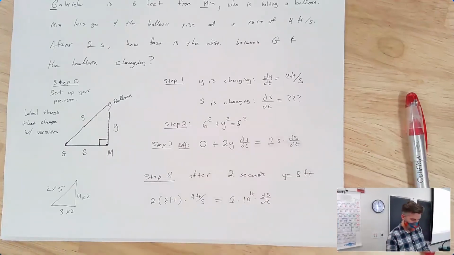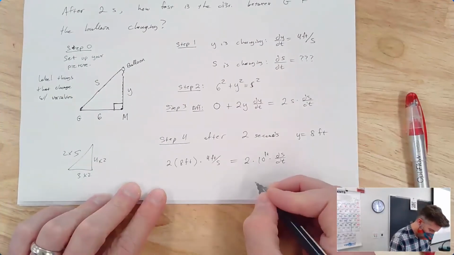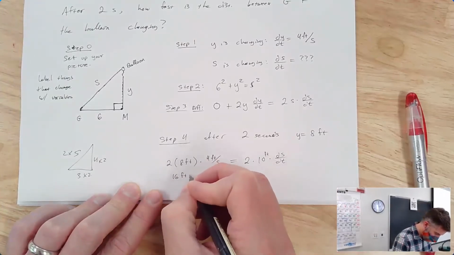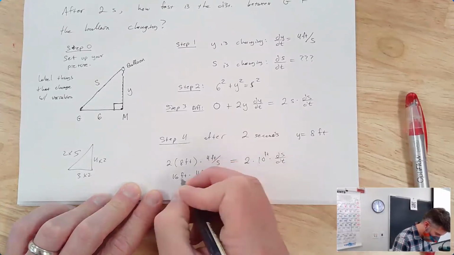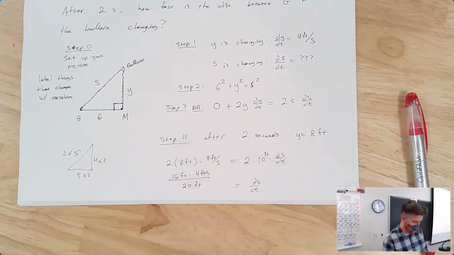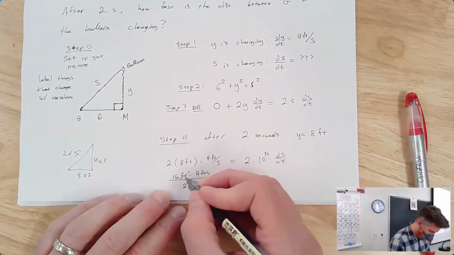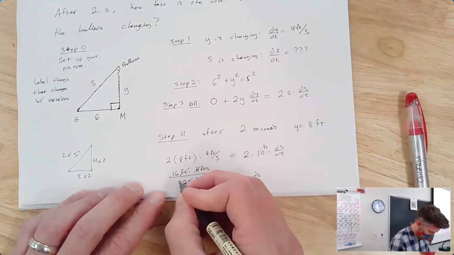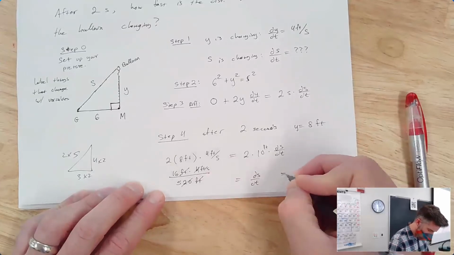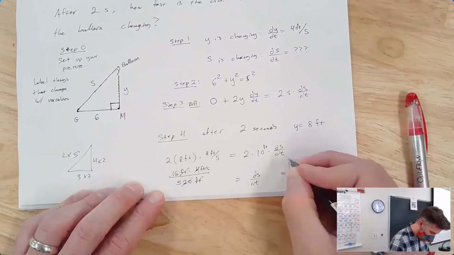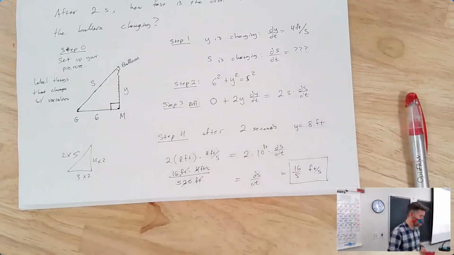So then divide both sides by 20 feet, and you get ds/dt equal to 16 feet times 4 feet per second. This is the reason I don't really like to write the units while I'm doing it, because it's a lot of unit writing. So 16 times 4 over 20, the feet cancel, and you can reduce this, right? 20 and 4 cancel down to 5. So we're left with 16 over 5 feet per second. Or if you prefer, 3.2 feet per second.